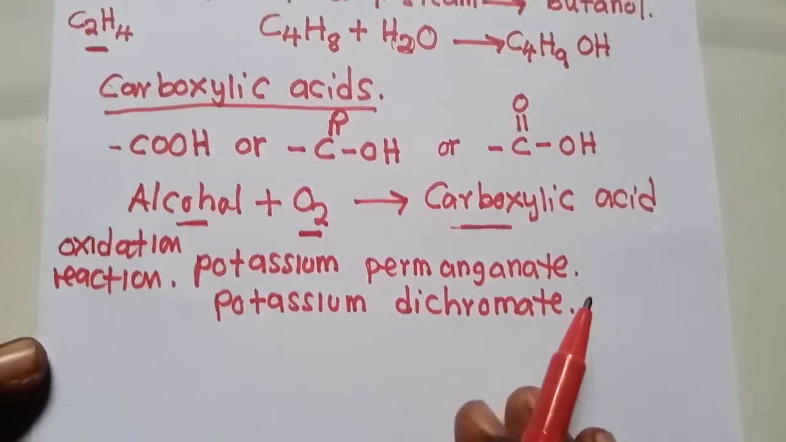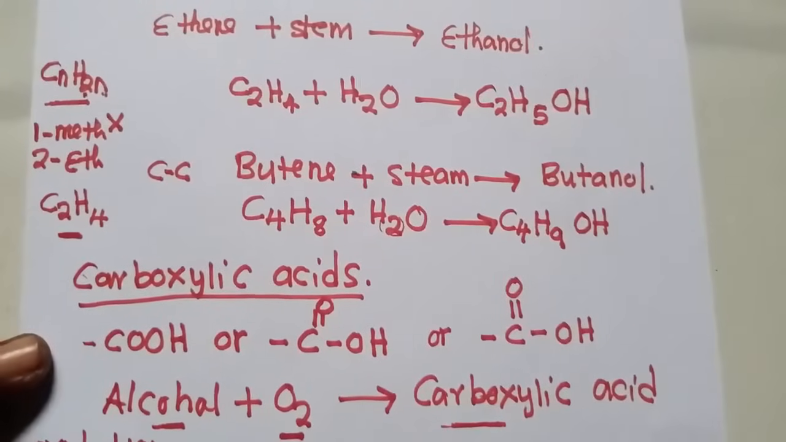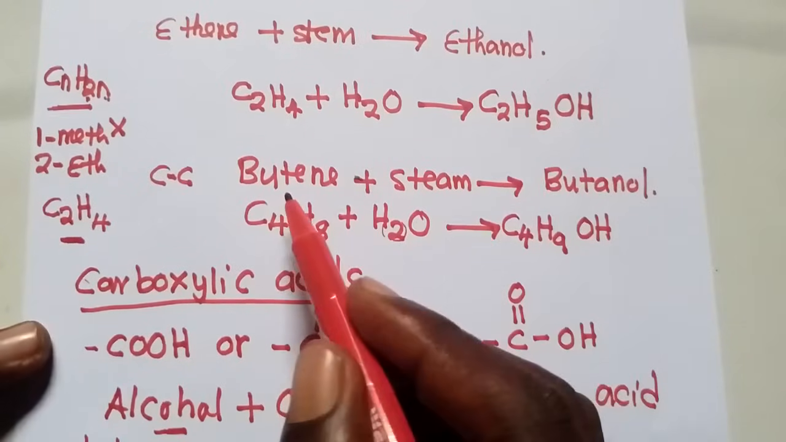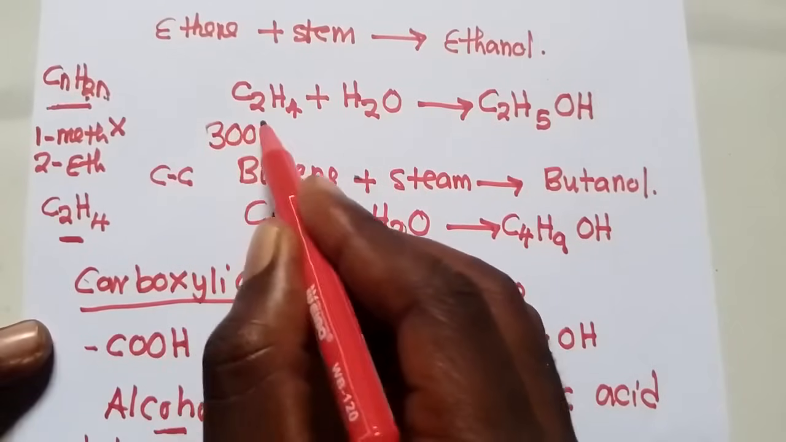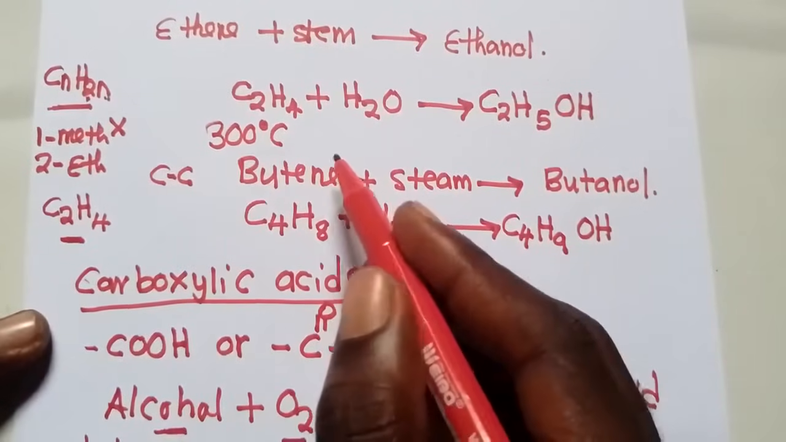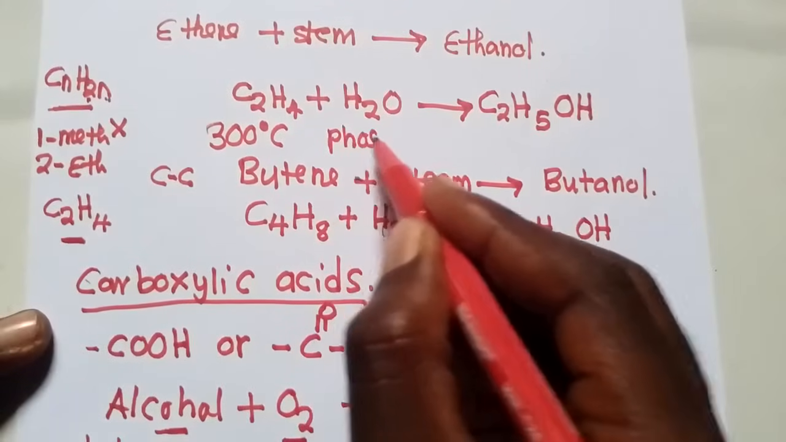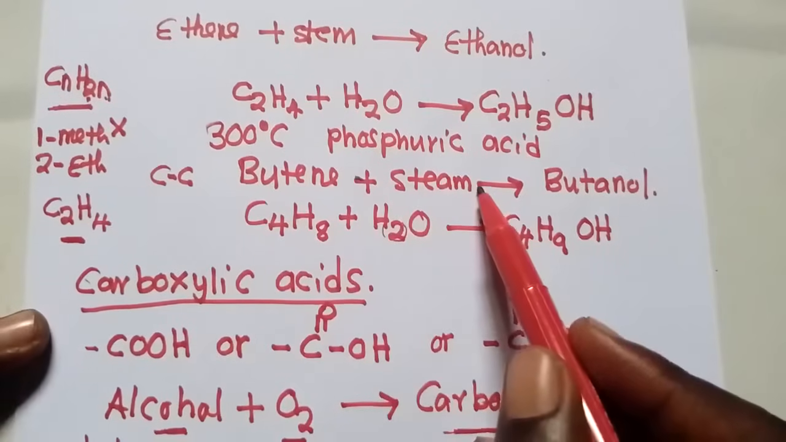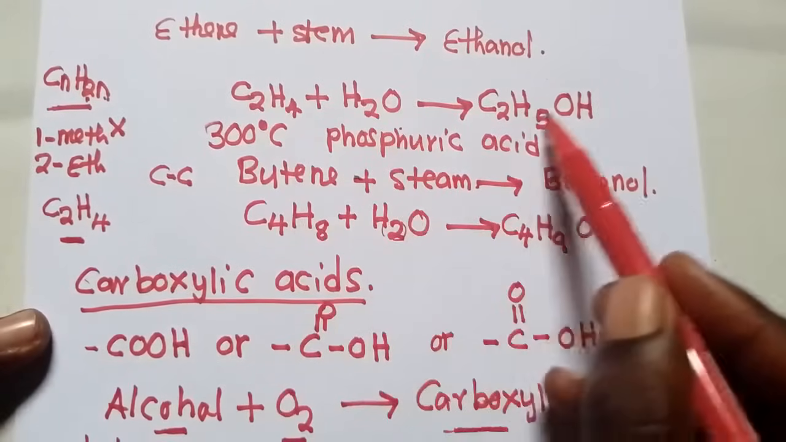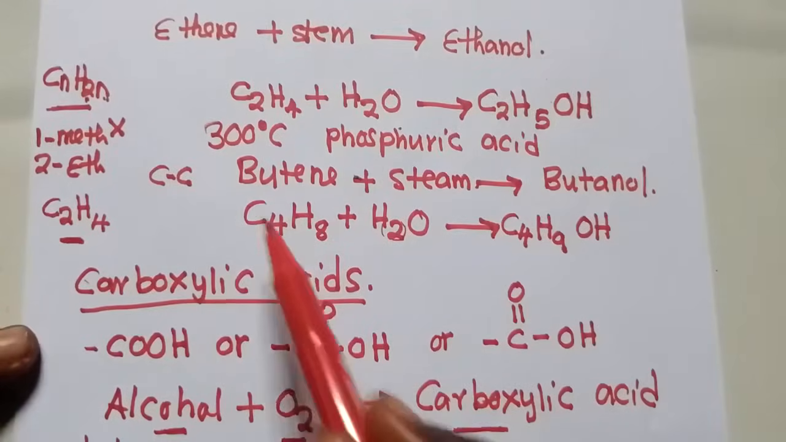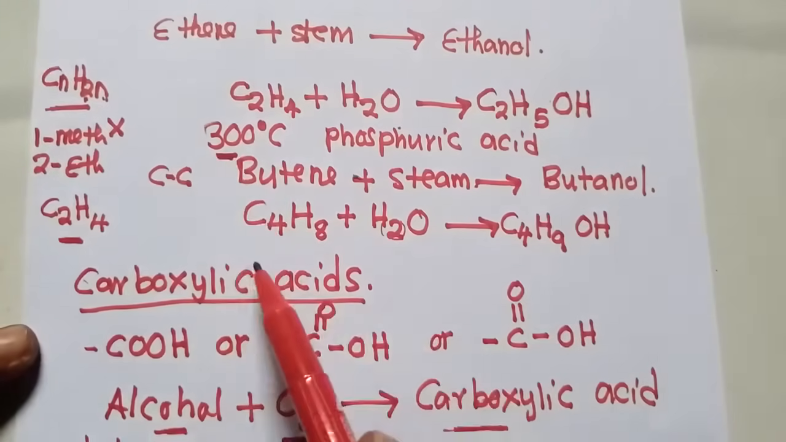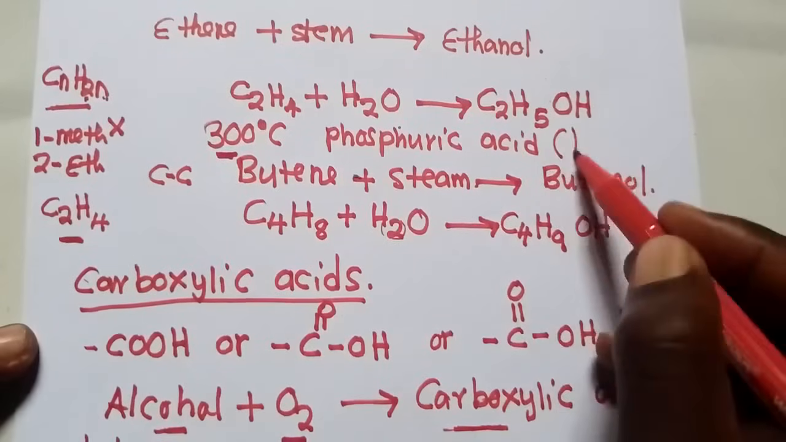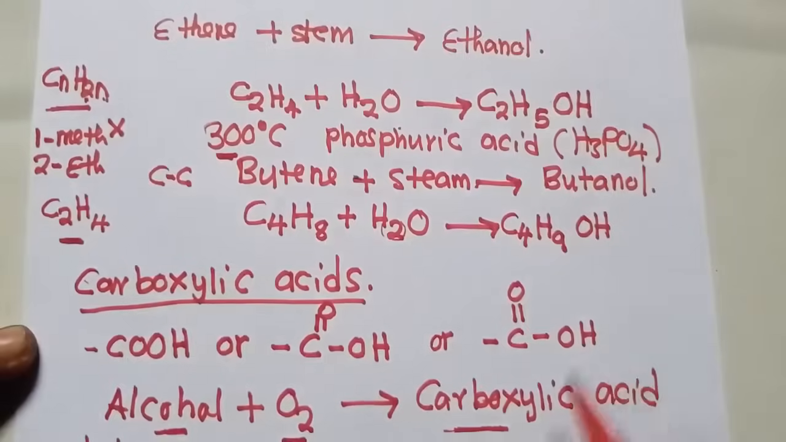And I've just remembered something. Under what we covered, there is an important part that you shouldn't forget. For an alkene to react with steam and change to alcohol, the conditions that must be present are a temperature of 300 degrees Celsius, pressure, and phosphoric acid. These must be present.